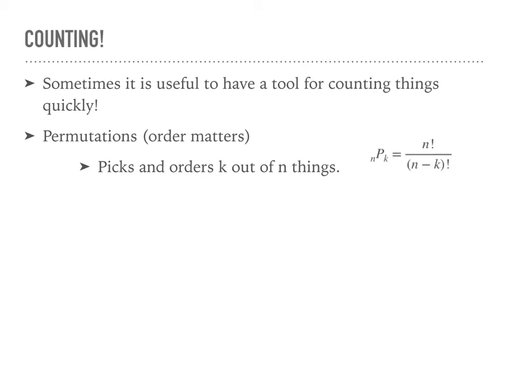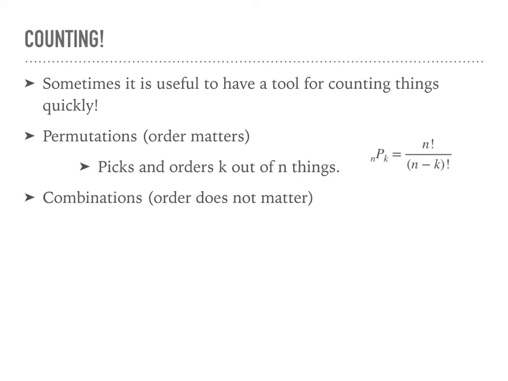We see our notation here off to the right. And the formula is n factorial divided by n minus k factorial. Now a factorial is where we are multiplying n with every number below it. So n times n minus 1 times n minus 2 going all the way down. So for example, 5 factorial is 5 times 4 times 3 times 2 times 1.